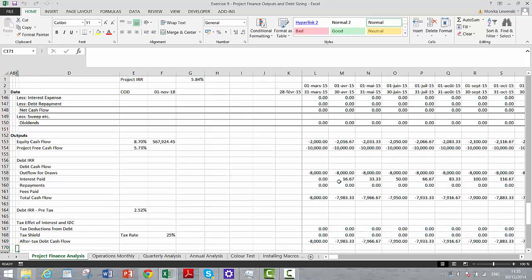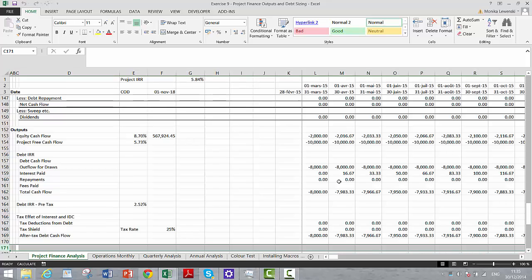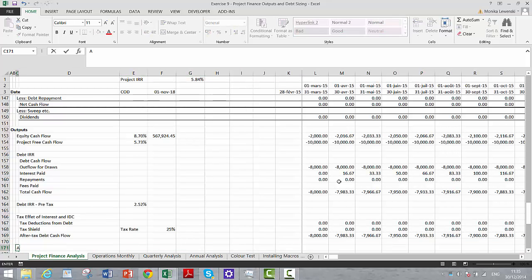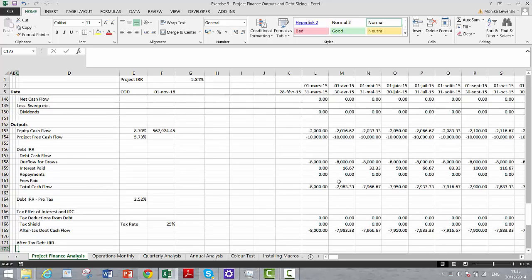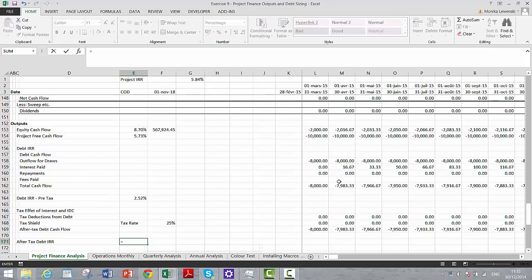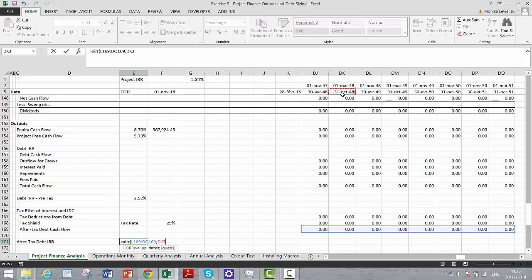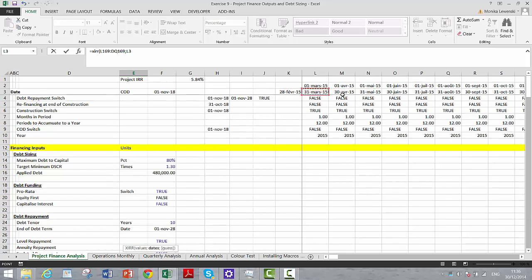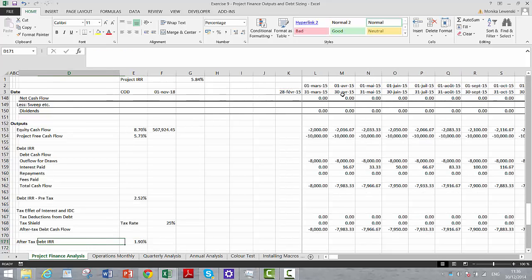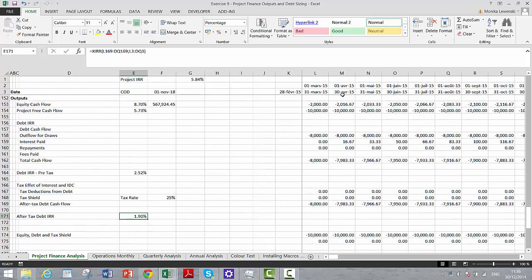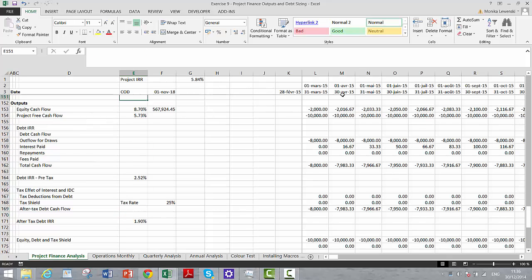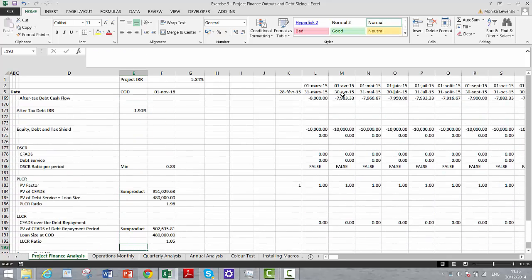And then we'll put the after-tax debt IRR, okay, equal XIRR. Select the whole thing and select this one. And after we account for the effect of the taxes, our IRR on the debt is only 9% compared to our project IRR of 1.9.